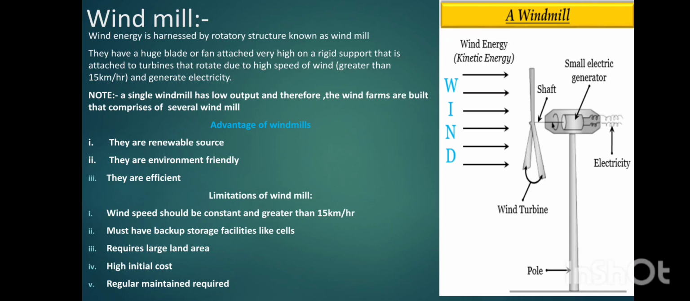Usually this windmill requires wind so that these blades can rotate. When the blades rotate, the shaft or turbine gets rotated. With the help of turbine rotation, we can produce electrical energy. Basically, this windmill requires wind whose speed is at least 15 km per hour. That means the speed of wind should be greater than 15 km per hour in order to rotate those blades so that we can generate electricity.